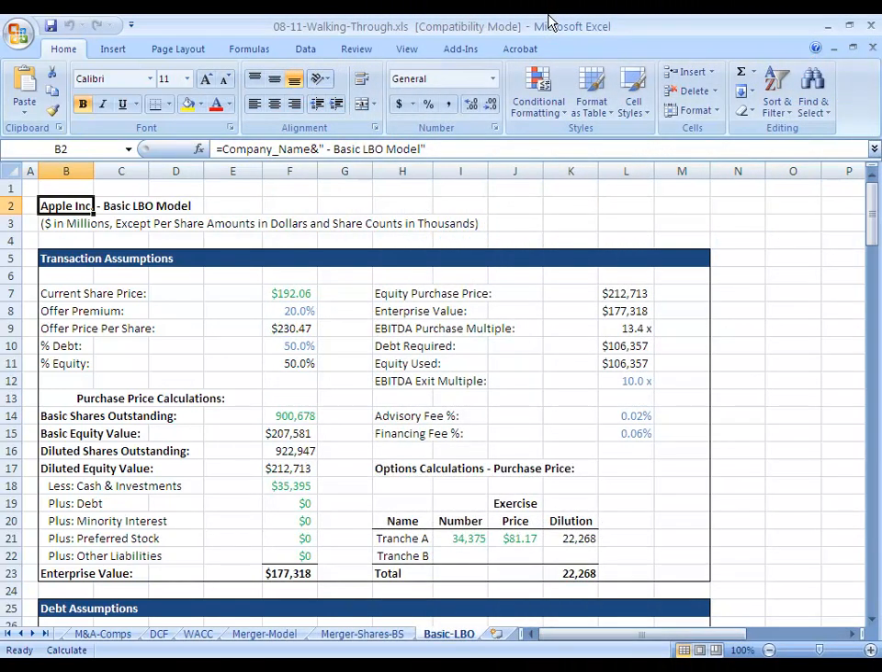In this lesson, you're going to learn how to walk the interviewer through an LBO model, which is one of the most common interview questions you can get on the topic of leveraged buyouts.